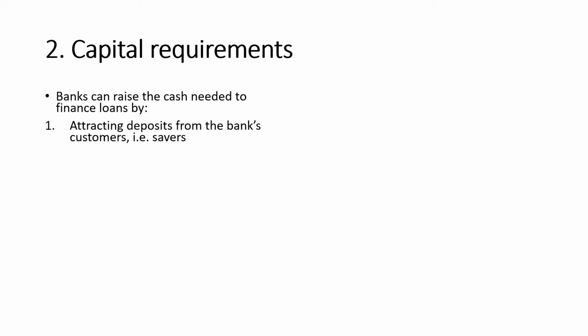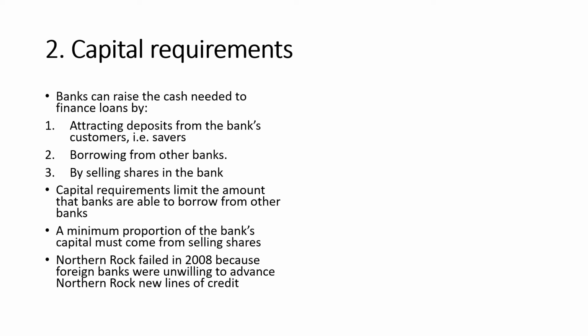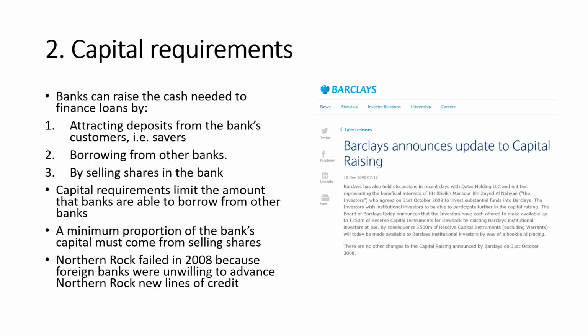The second type of regulation is regulation pertaining to capital requirements. So banks can raise the cash needed to finance loans to customers by either attracting deposits from the bank's customers, savers, or borrowing from other banks, or by maybe selling shares in the bank. Capital requirements limit the amount that banks are able to borrow from other banks. A minimum proportion of the bank's capital must come from selling shares. Northern Rock failed in 2008 because foreign banks were unwilling to advance Northern Rock new lines of credit. So they were too dependent on borrowed money.